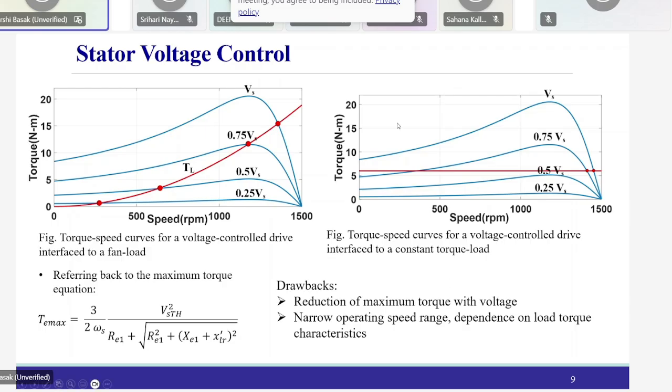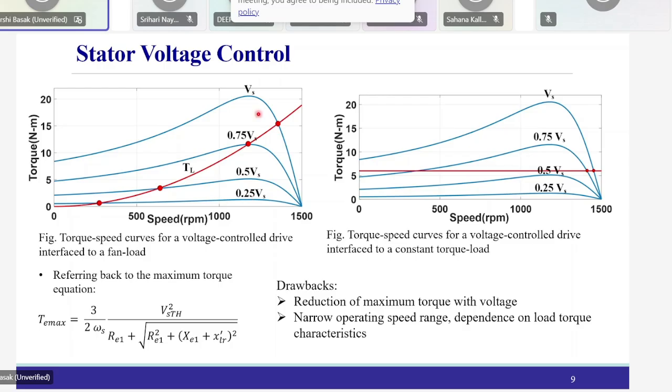So corresponding to this, you have this. This is the maximum torque expression. The maximum torque will also decay, and this will be the correspondingly different torque speed characteristic.